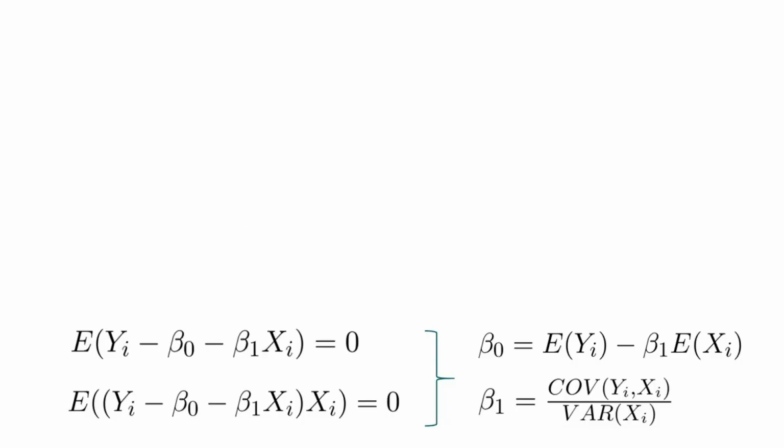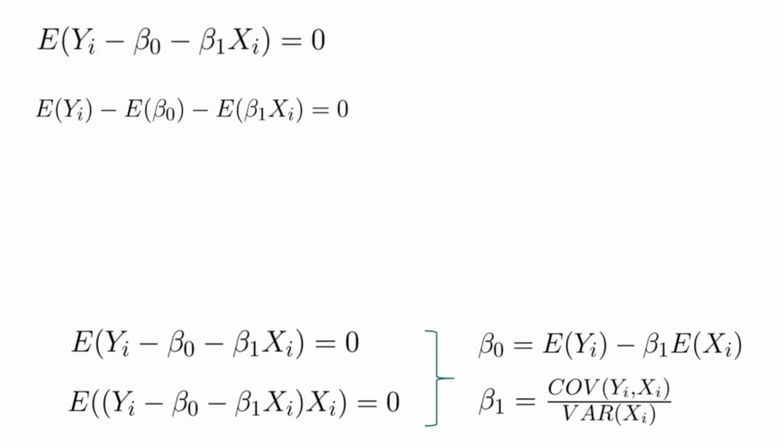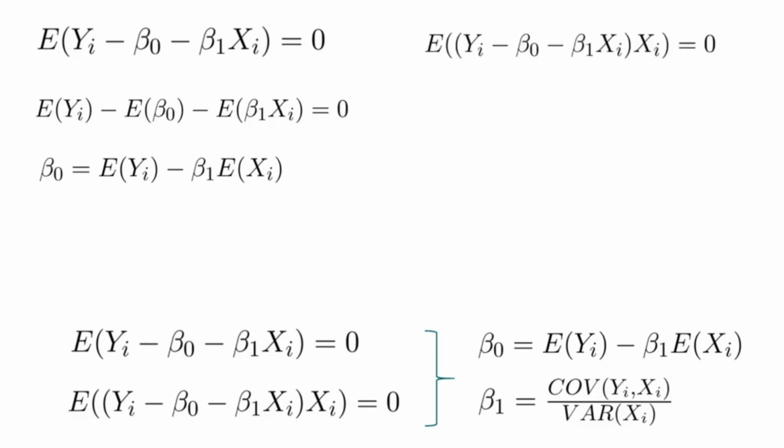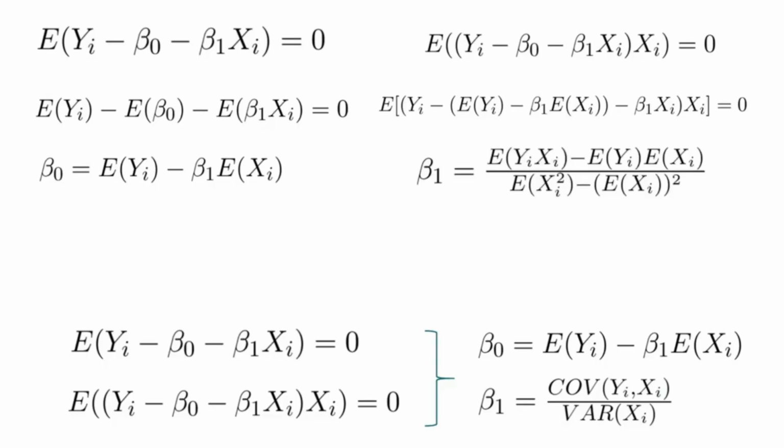I'm first going to solve for beta 0 by using this equation. Note that this equation becomes this equation if we bring in the expectations. Now beta 0 and beta 1 are constants, so beta 0 can be expressed with this equation. Now we're going to solve for beta 1 using this equation. Here, I'm going to plug in the beta 0 that we already solved for, so we get this equation. From here, if you do a little bit of algebra, you're going to end up with this equation for beta 1. I skipped a couple of steps, but it's pretty straightforward.